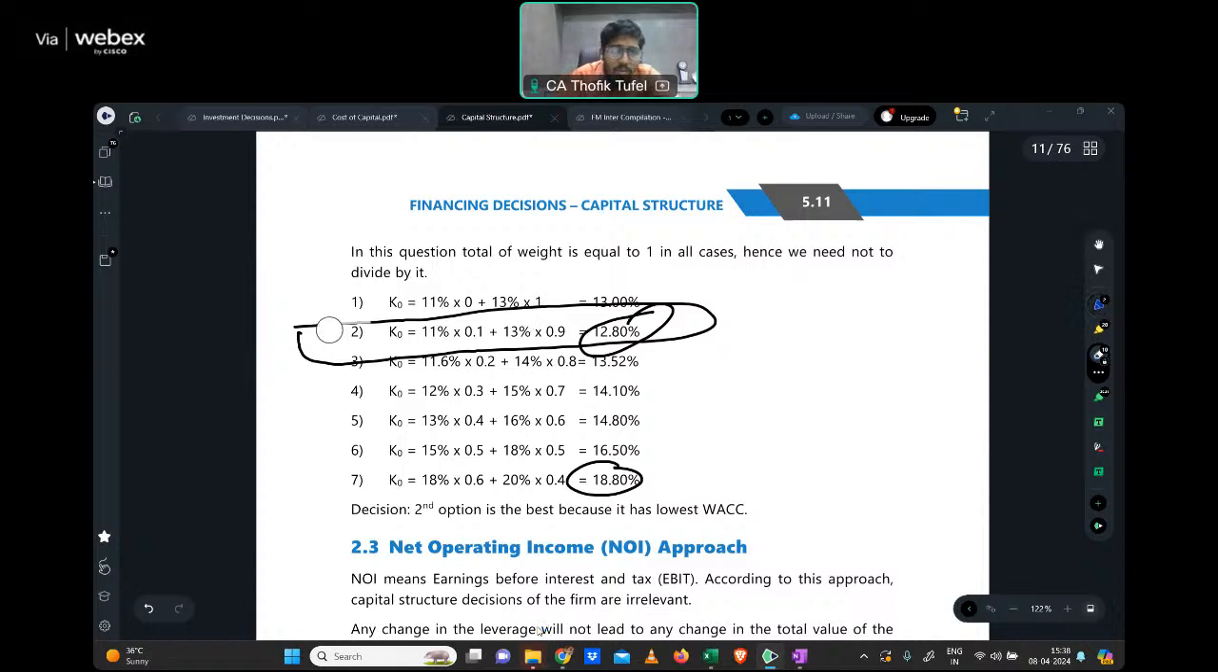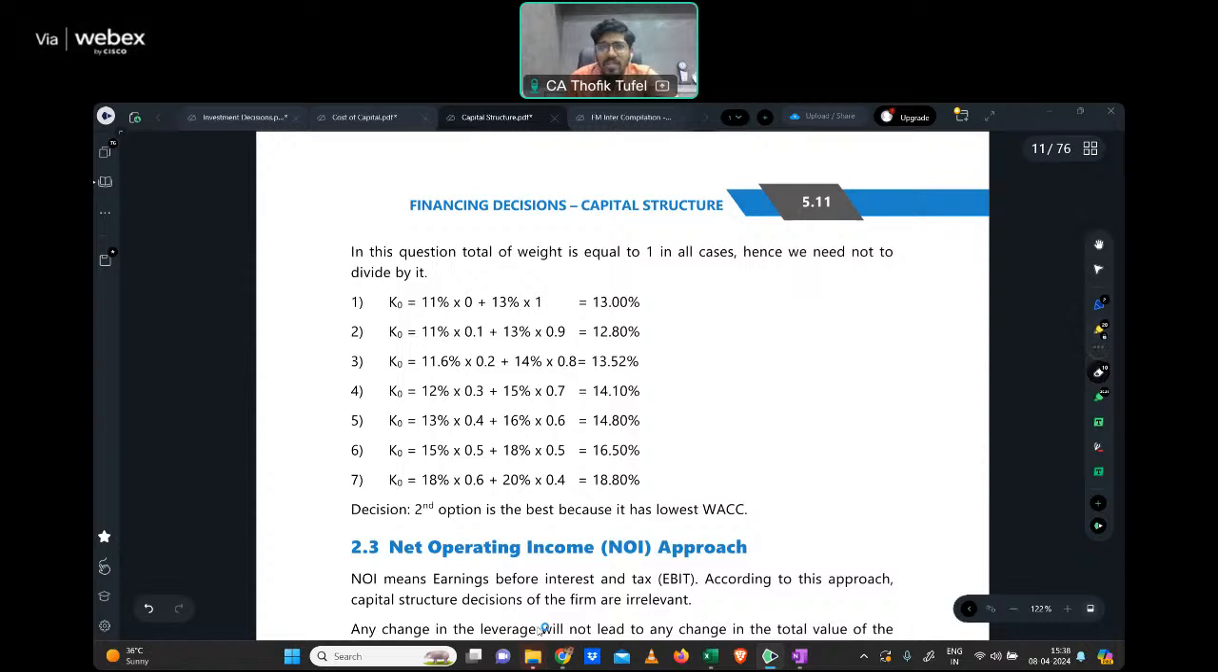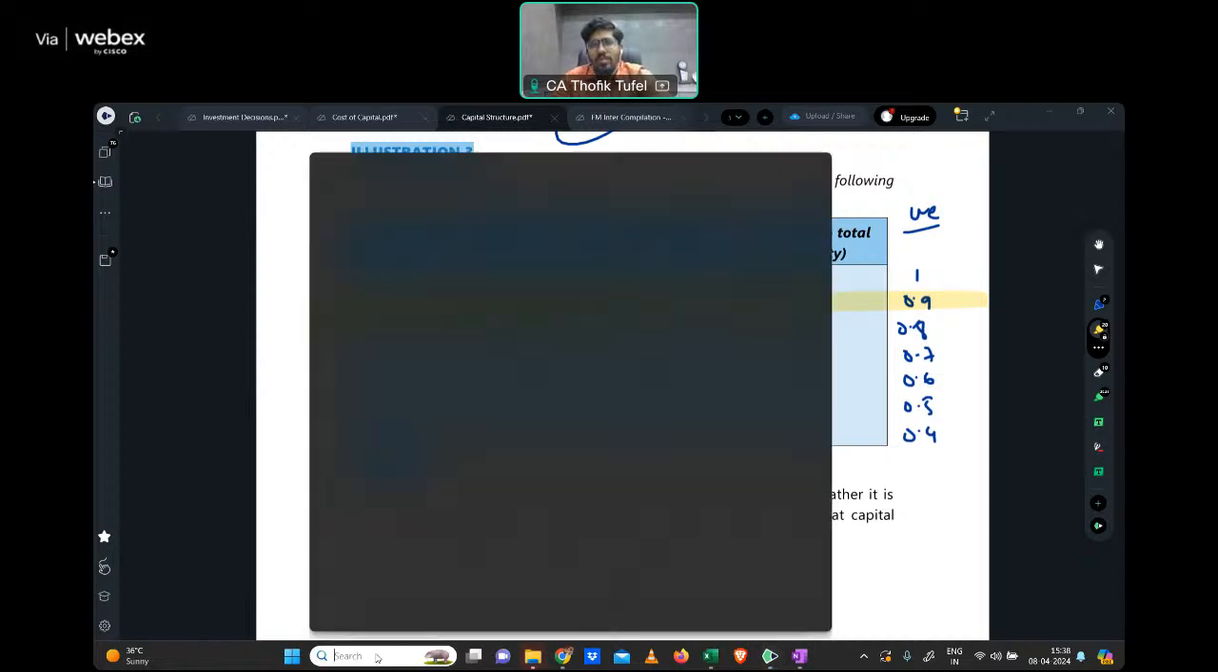So wherever the overall cost of capital is lower, wherever the cost is lower, that is the best capital structure. Where it is lower, you see at 12.8 is lower. So choose option number 2. Okay, choose option number 2, which is 10 percentage equity. So option number 2 is the answer. So that is how you have to solve the traditional approach.